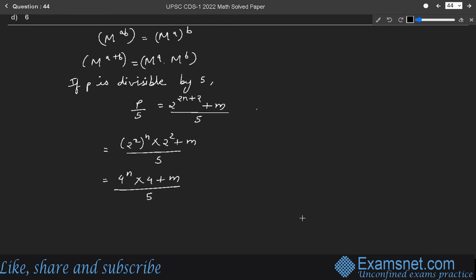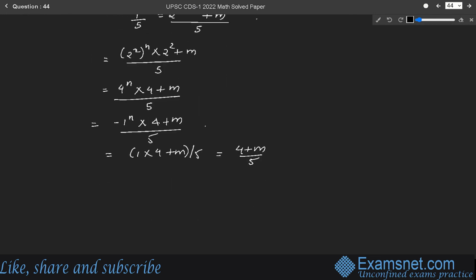Now, when 4 is divided by 5, it leaves minus 1 as a negative remainder. So, it will be (minus 1)^n into (4 plus m) upon 5. And we know that n is an even positive integer. So, it will be 1 into (4 plus m) upon 5, which will be (4 plus m) upon 5. Now, the least number required for m is 1.